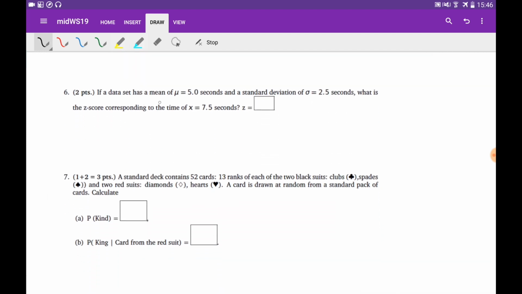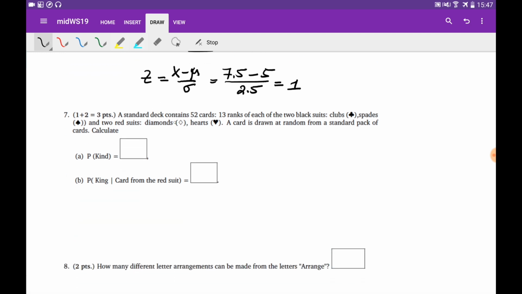So if the data set has the mean, which is equal to 5, and the standard deviation, which is equal to 2.5, we need to find the corresponding z-score using the formula x minus mu divided by sigma, which is 7.5, which is x, minus mu, which is 5, divided by sigma, which is 2.5, which is going to be equal to 1.